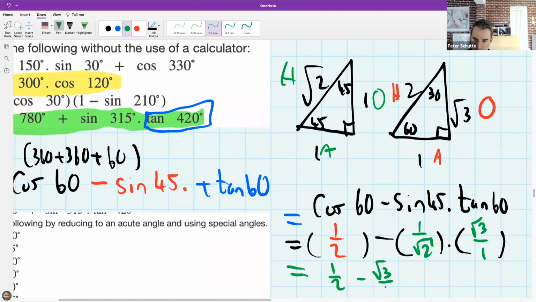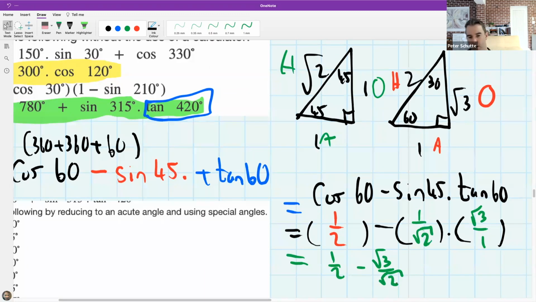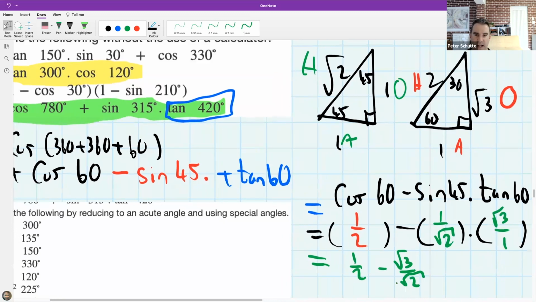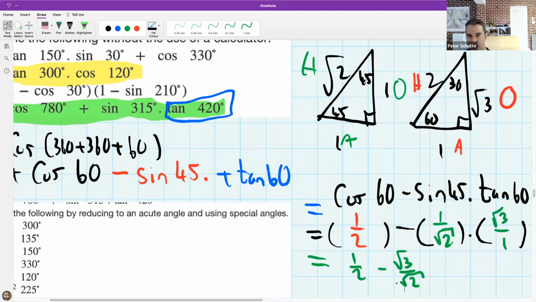Really, if I'm not using a calculator, this is all I can get. I wouldn't be able to get further than that. But I just wanted to show you how the reduction formula links to special triangles. So we did the reductions, and then we used the triangles to get values.